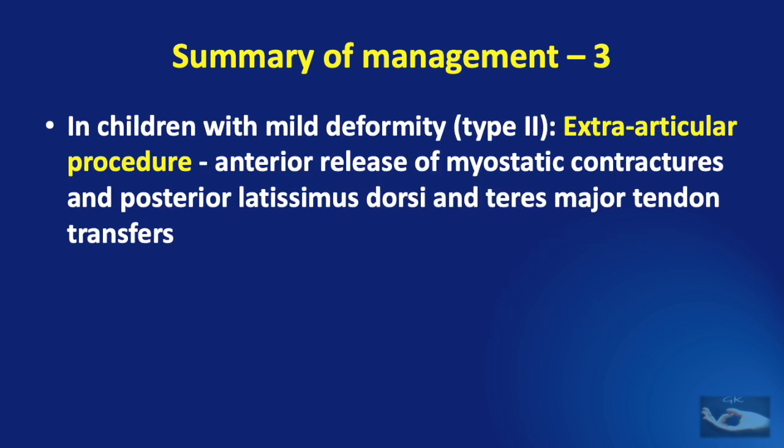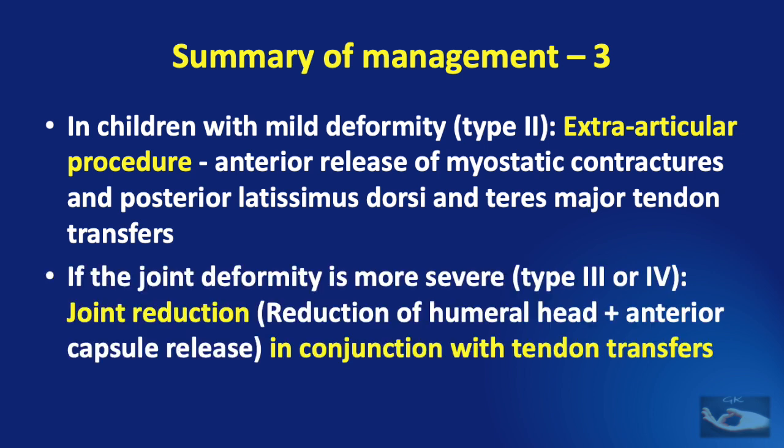In children with mild deformity of the shoulder, which is type 2, extra-articular procedure like the anterior release of the myostatic contractures and posterior latissimus dorsi and teres major tendon transfers are enough. If the deformity is more severe, that is type 3 or 4, joint reduction, which consists of reduction of the humeral head and anterior capsule release, needs to be done in conjunction with tendon transfers.